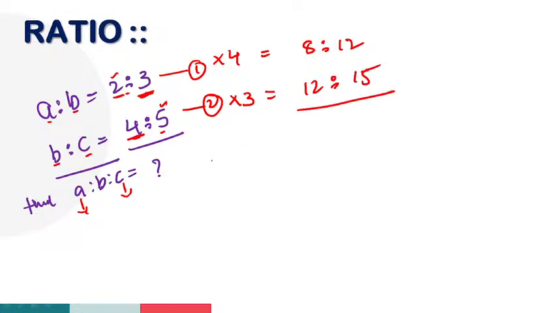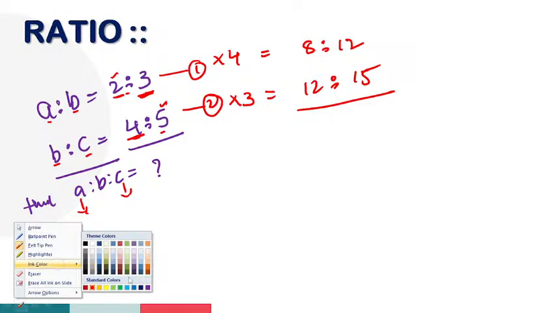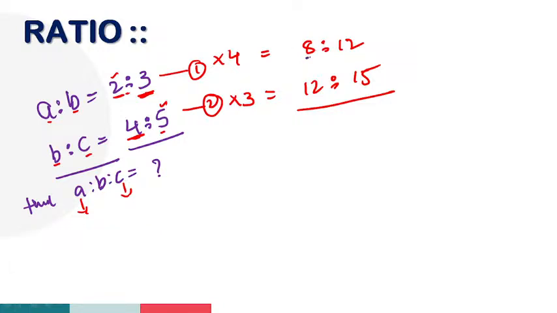Now find out the values of a is to b is to c. Here a is how many parts? 8 parts. c is how many parts here? 15 parts. b is how many parts here? 12 parts. Let's take the common value out here. And next, any cancellation here? No cancellation. Then the final answer is a is to b is to c.